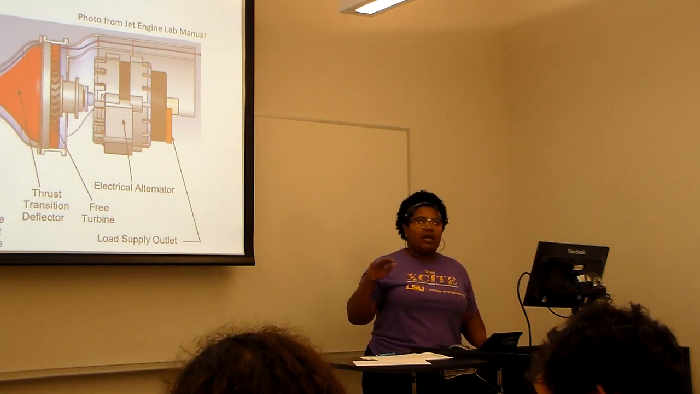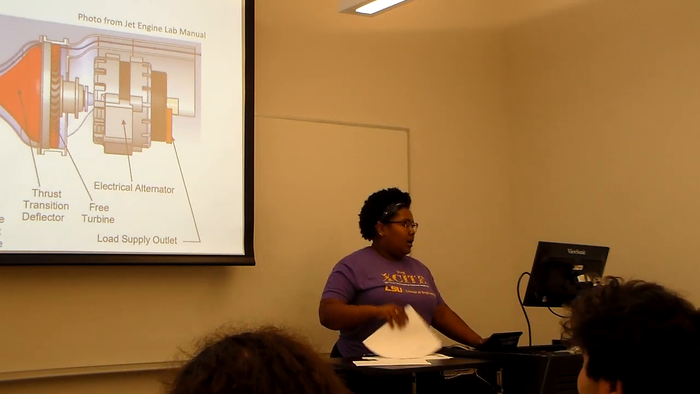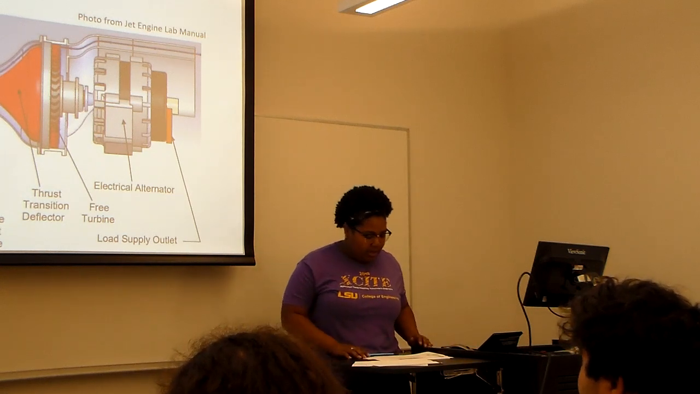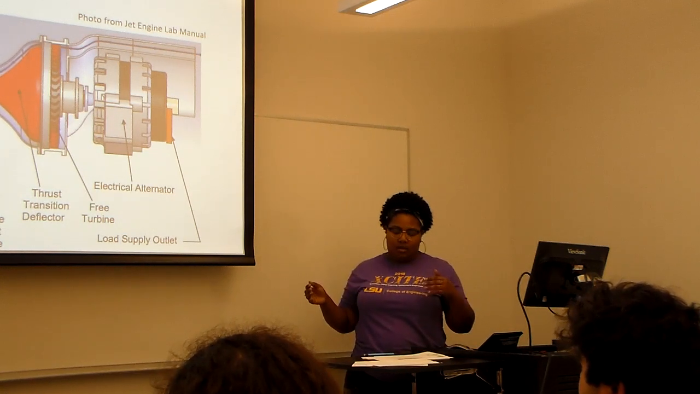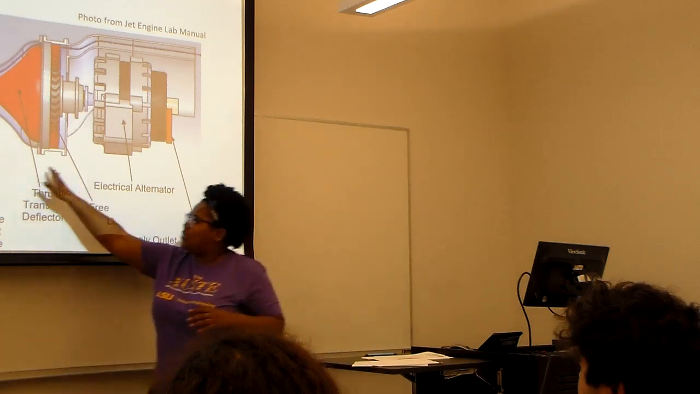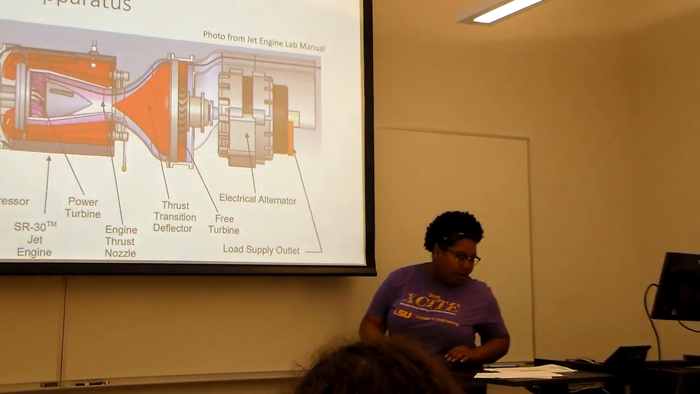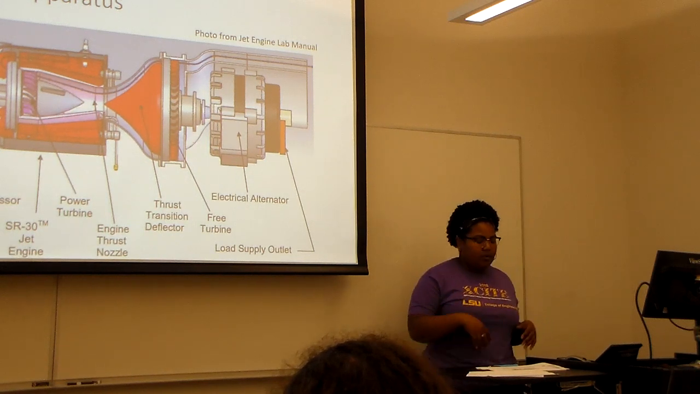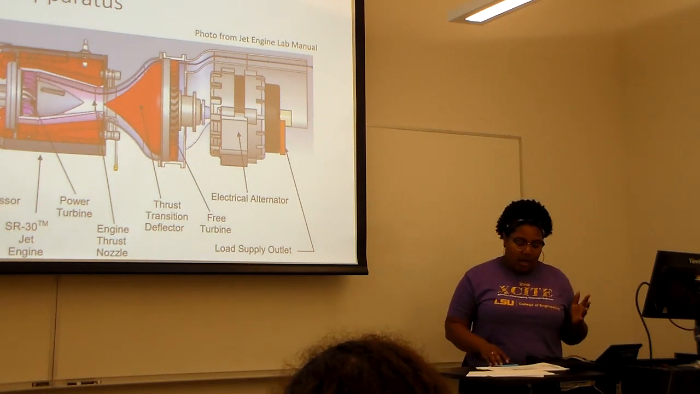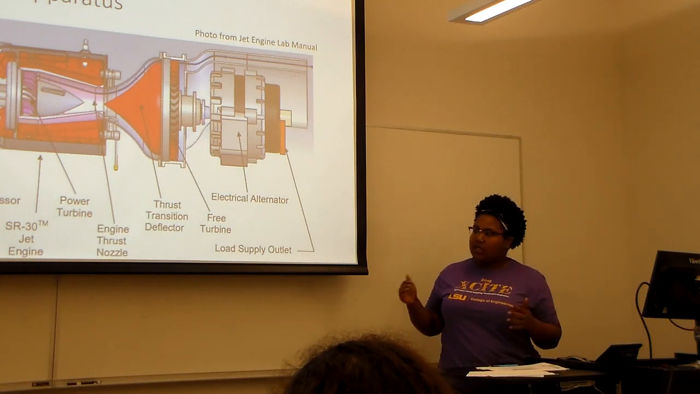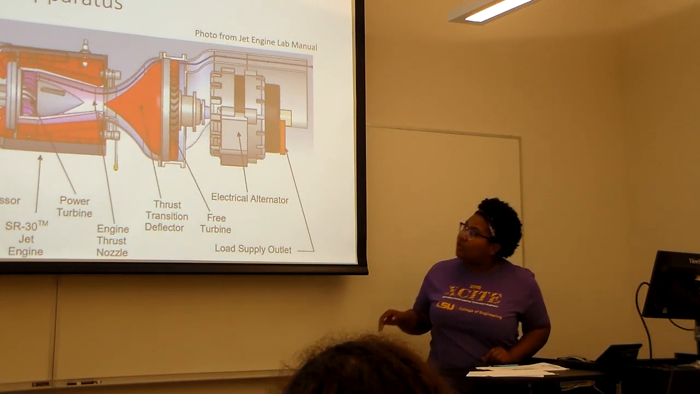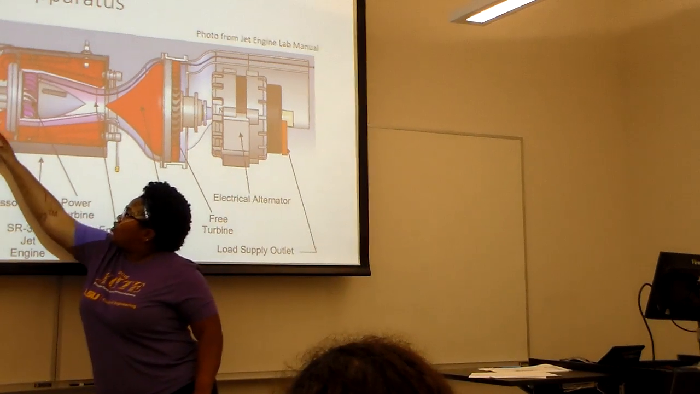So here's our experimental apparatus. As you can see, in the beginning it starts with the engine air intake, and the air enters the intake. This front part is called the SR30 TM engine. The air comes in, it's compressed by the centrifugal compressor, which is next. And then the fuel is mixed and combusted in the combustion chamber, which is here-ish.